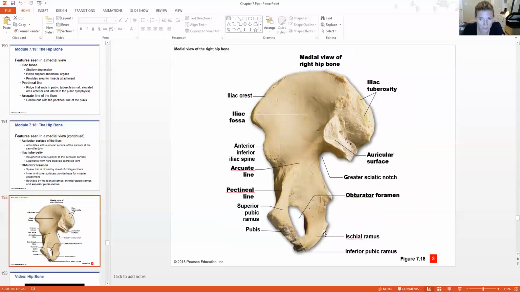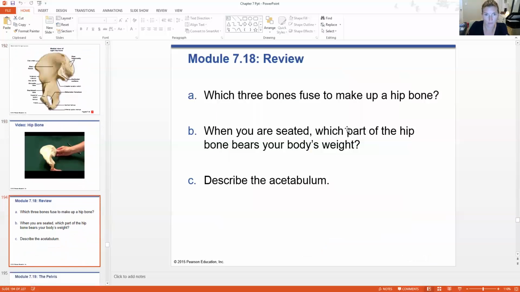And then you see the ramus. Ramus is a projection. So you have ischial ramus, inferior pubic ramus, superior pubic ramus, pectineal line, arcuate line, and iliac tuberosity back here. Our auricular surface is where your sacrum will be bound. You can pause the video, go back and review.